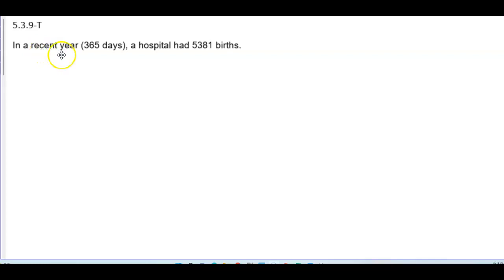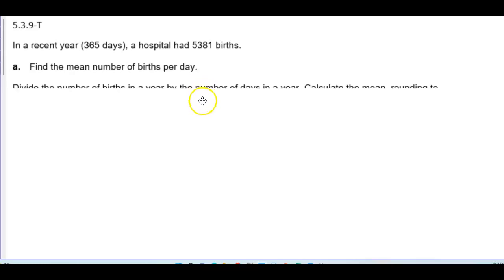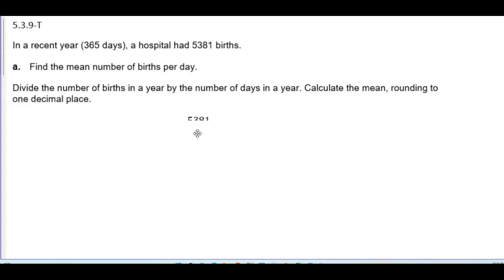In a recent year, which we know is 365 days, a hospital had 5,381 births. We want to find the mean number of births per day. In order to find the mean number of births per day, we need to divide the number of births in a year by the number of days in a year. And so we calculate the mean and then round it to one decimal place.